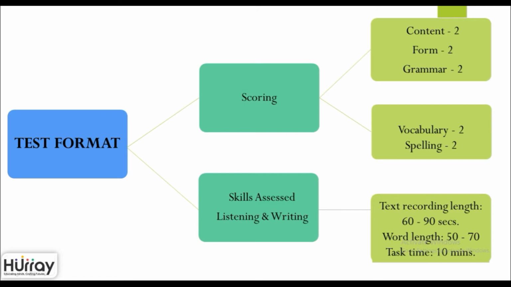Now, you will hear an audio. The recording length for this audio is 60 to 90 seconds. The word length that is given is 50 to 70 words. Do not write less than 50 or more than 70 words. The task time allotted is 10 minutes. This is the first question in listening and the only question which has been given a definite fixed time for the task. The rest of the tasks are not timed individually.